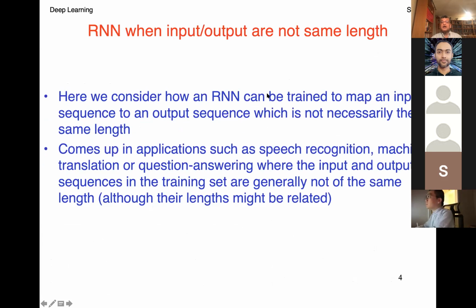RNN, when input and output are not the same length, which is something we talk about in machine translation. In English it might take 3 words, but in German it might take 4 words or whatever. Here we consider how an RNN can be trained to map an input sequence to an output sequence, which is not necessarily the same length. This comes up in applications such as speech recognition, machine translation, or question answering, where the input and output sequences in the training set are generally not the same length, although their lengths might be related.